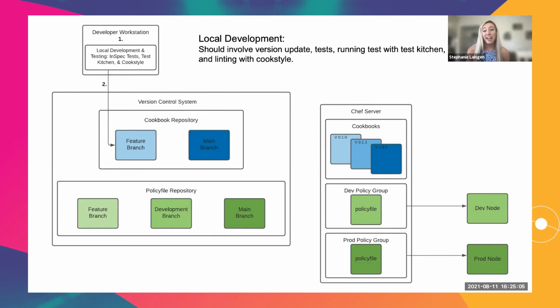So the first step here is going to be basic development. The developer is going to update the version of the code, so they're going to update the version of the cookbook. They're going to create tests for whatever change they're making. They're going to run those tests using Test Kitchen, and they're going to lint their code using Cookstyle. These should all be basic steps that are standard across your organization, whatever they are for you. These are just whatever steps go into your coder developing the code.